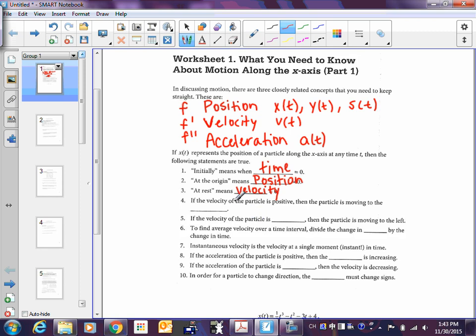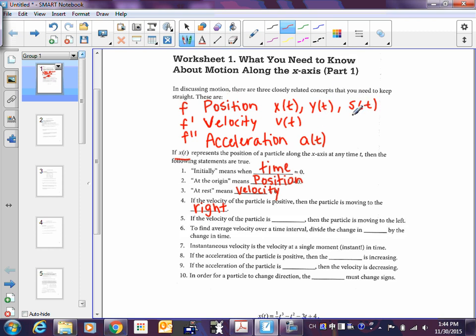Okay, what if the velocity of a particle is positive? This is what sets velocity apart from speed. Speed is just how fast something is going. Velocity is how fast something is going in a direction. So if the velocity of a particle is positive, then the particle is moving to the right. Now that's only in the case of this x of t. In the case of y of t, what direction would that be? Up, right? It would either be up or down, and up would be the positive direction.